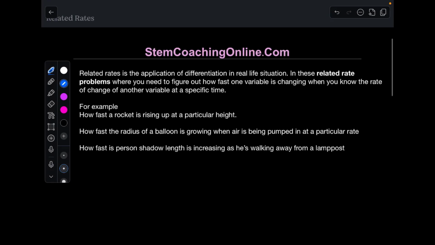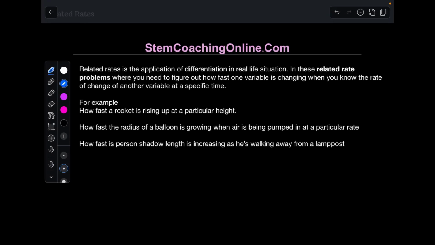Hi guys, in this chapter we will understand related rates, which is a practical application of differentiation that we have learned so far. So what is related rates? By definition, related rates is the application of differentiation in real life situations. What does it mean? In the related rate problems on the AP Calculus AB exam, you need to figure out how fast one variable is changing when you know the rate of change of another variable at a specific point in time. For example, how fast is a rocket rising up at a particular height?